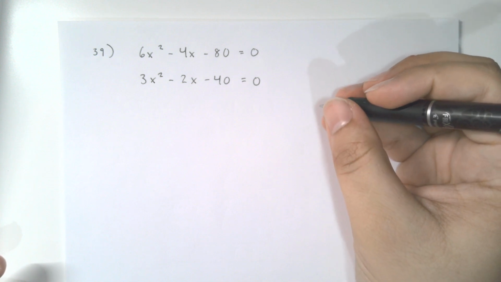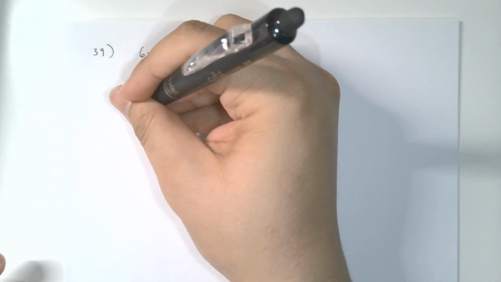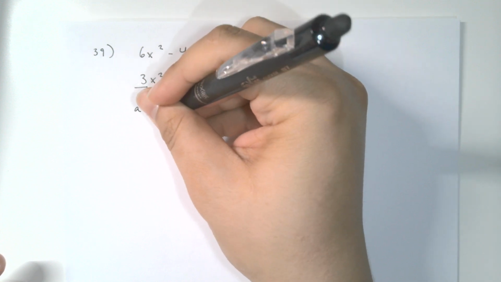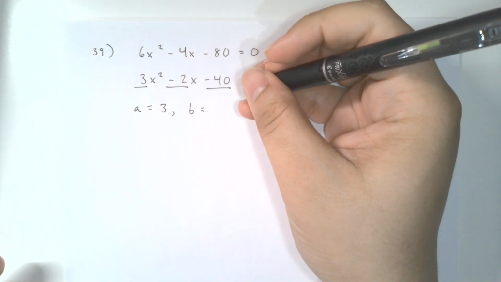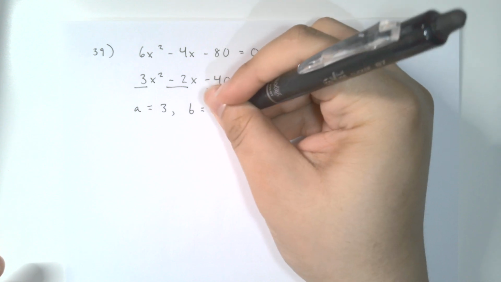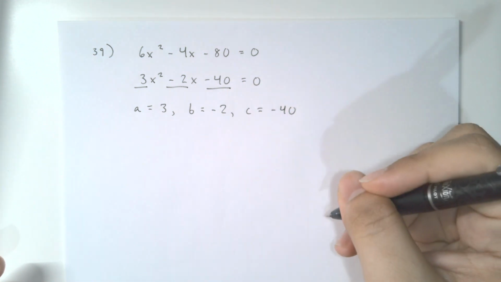Next, we want to identify what a, b, and c are. So we have that a is equal to 3, b is equal to negative 2, and c is equal to negative 40.